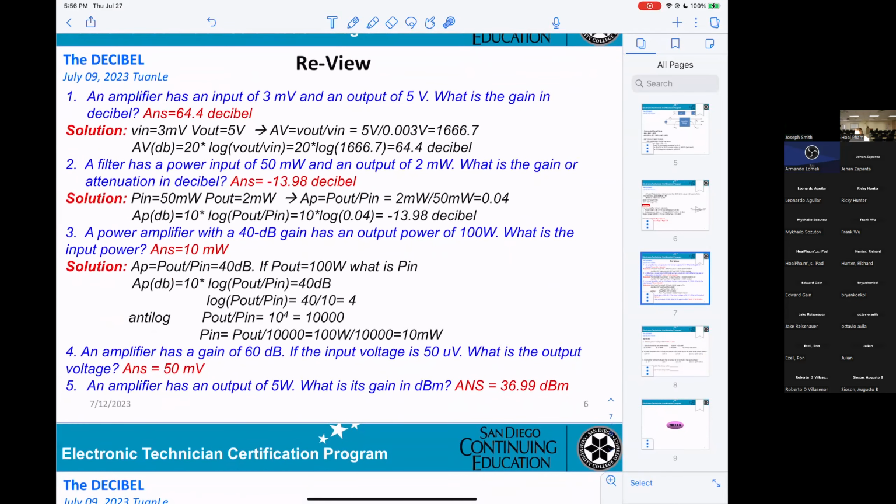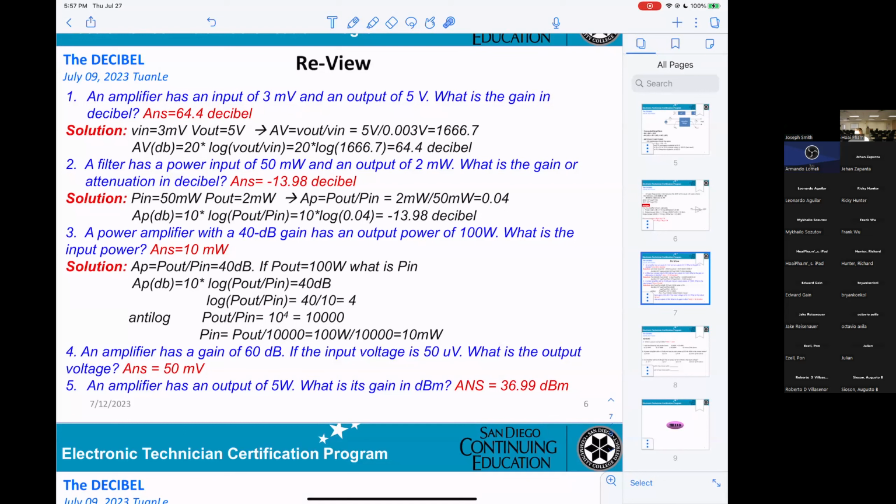Okay, now this is just a review. Number 1: an amplifier with an input of 3 millivolt and an output of 5 volts. What is the gain in decibel? In here they already did it for you.